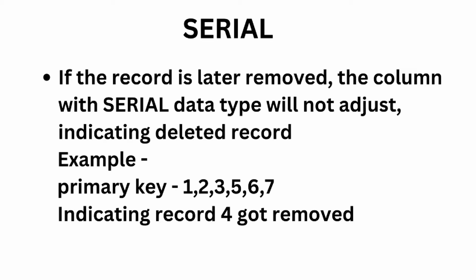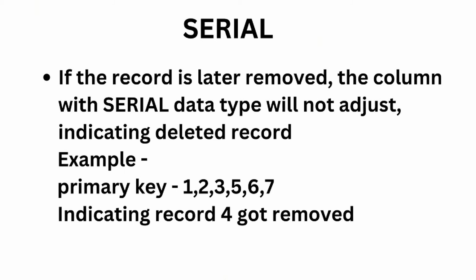So what's also nice about serial is that if a row is later removed, the column with the serial data type will not adjust. It's not going to reformat everything in the serial. Instead, it's actually going to mark the fact that a row was removed from the sequence. For example, in this primary key column, as you're inserting players, you may see something like 1, 2, 3, and let's imagine we inserted 4, 5, 6, 7. And then later on, you decide to delete row number 4 because that player maybe left your team.